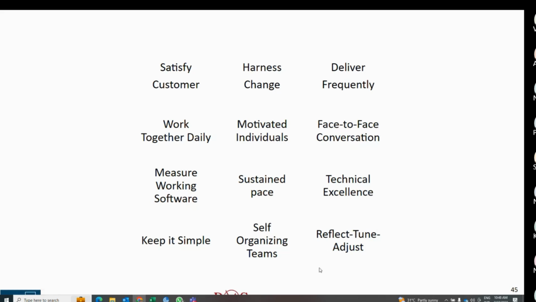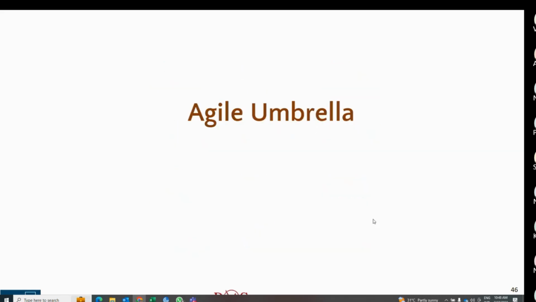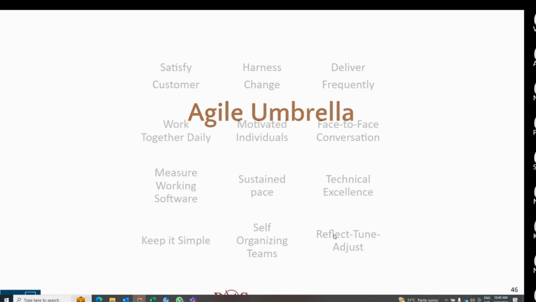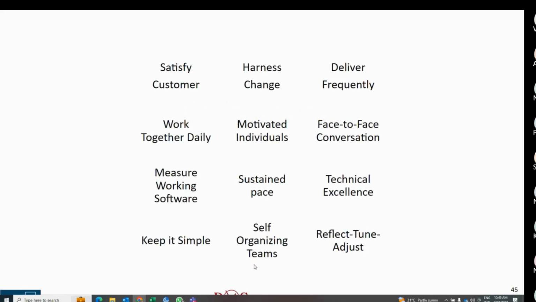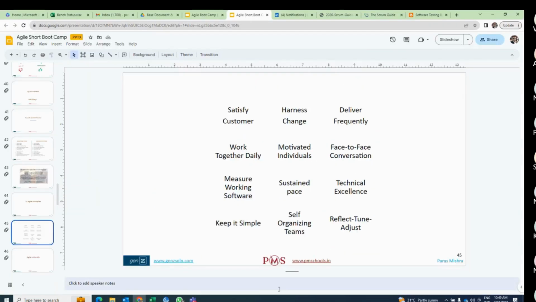Reflect, tune, and adjust. This is very simple. Make sure that at a very regular interval, you reflect as a team upon your shortcomings or your good points and adjust accordingly. Something is not working, something is working well. Why is something not working? What can we do better in the next sprint? That is also very important to discuss. So that's about the 12 principles.